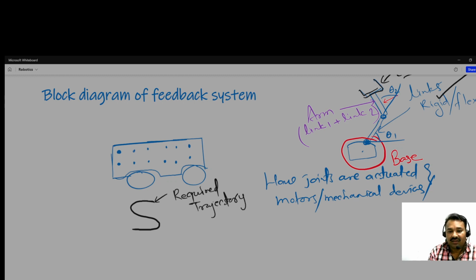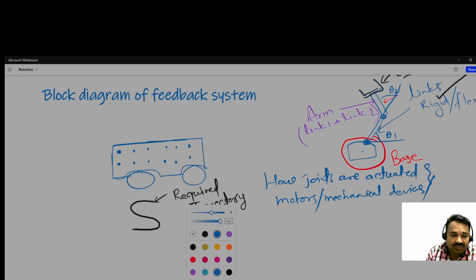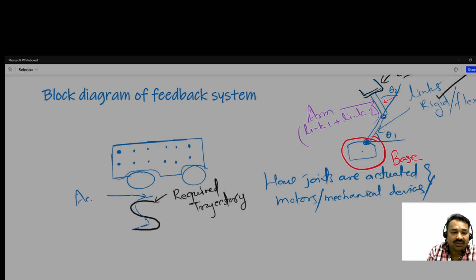Is it necessary that the robot will behave the same as we expect? No, it is not necessary. Suppose the robot behaves like this. It is the actual trajectory.